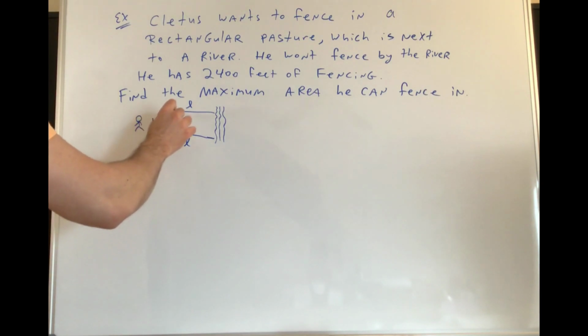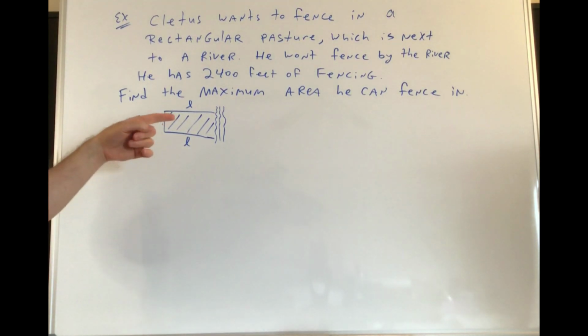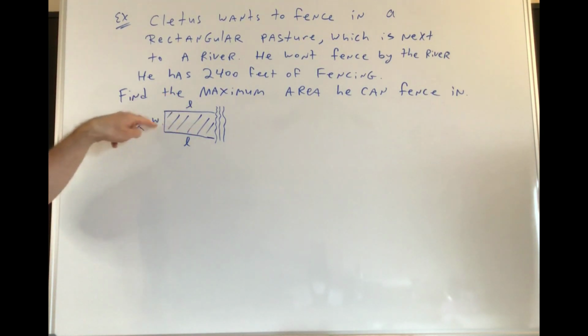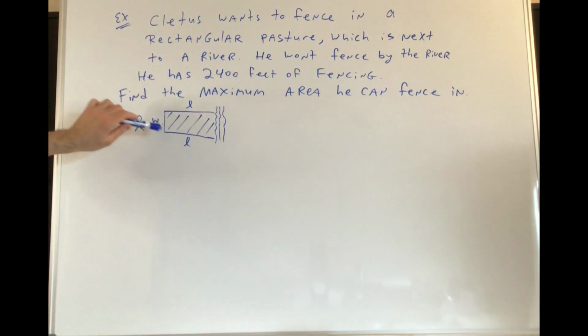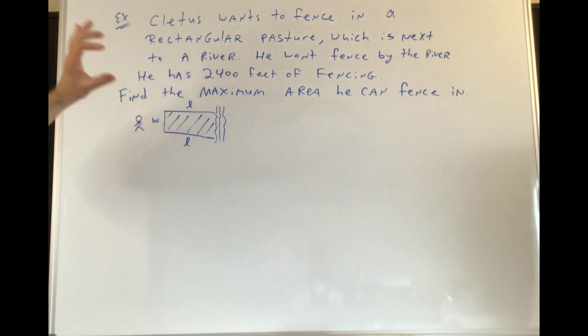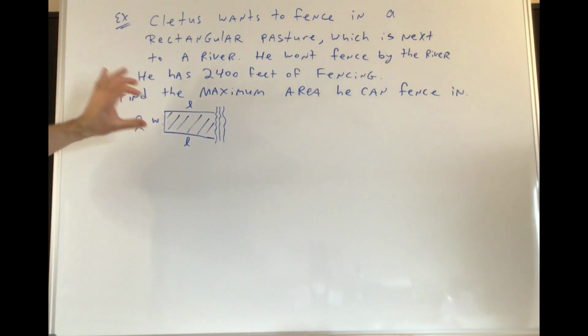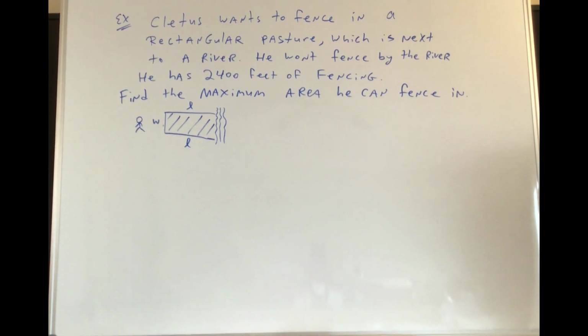Now, area is the space inside, right? So what Cletus is looking to do is figure out what dimensions he wants. Am I going to do 1,000, 1,000, 400, or 800, 800, 800? He wants to get the most space that he can. The lengths of the sides he chooses determine how much area his animals have. So it is what it is. You've got to start making equations.